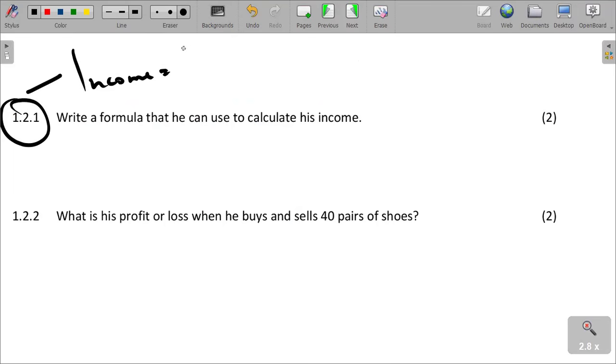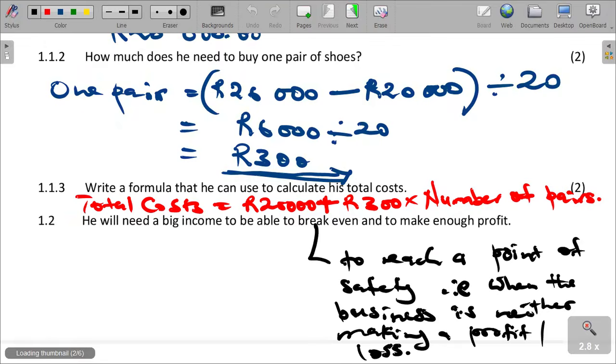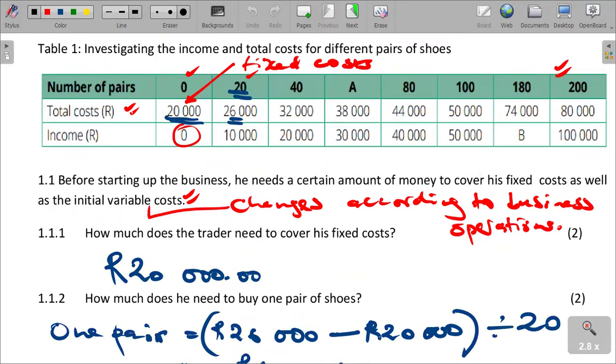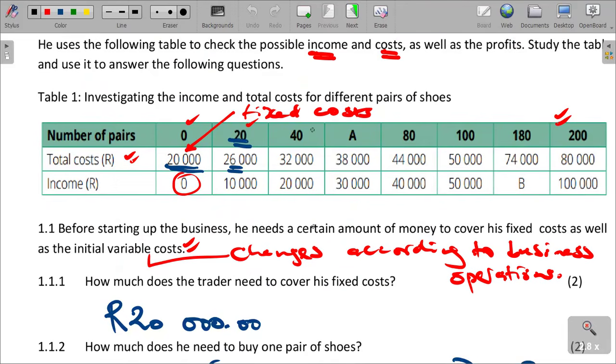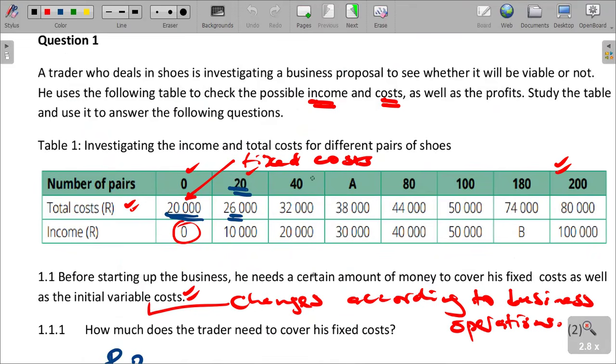How is he going to calculate the income? It is given that in this case, the trader is investigating the total income and total cost. He deals in shoes, and he is proposing to see whether it will be viable or not. He uses the following table to check the total cost and the total profits as well.